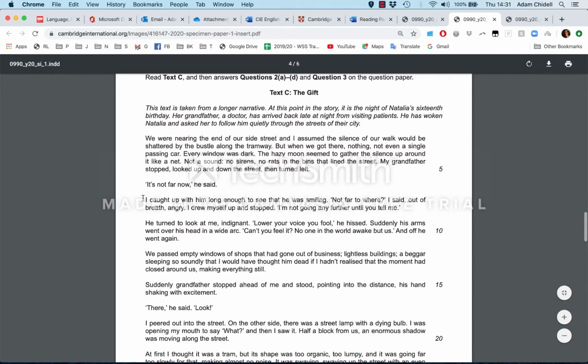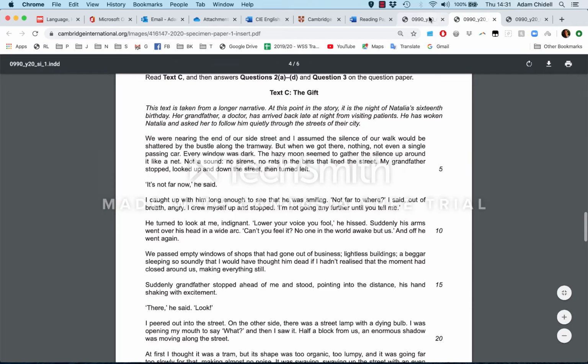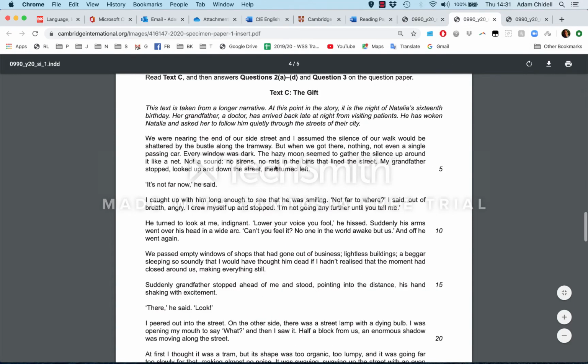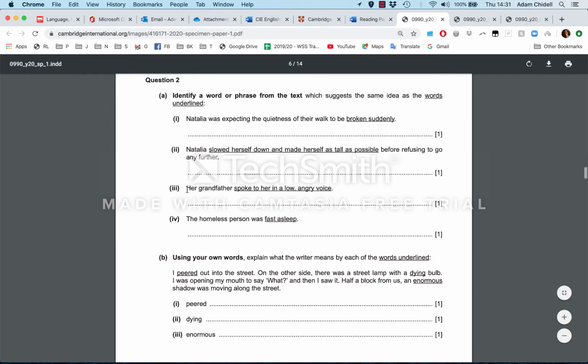I caught up with him long enough to see that he was smiling. Nothing there. Then we get to this sentence: "I drew myself up and stopped." Okay, now we might be getting somewhere. Slowed herself down, and made herself as tall as possible. Yep, I think that fits the bill, doesn't it? "I drew myself up" is the making herself as tall as possible, and "stopped" obviously refers to the slowing herself down. There we go, and then we keep skimming through the text.